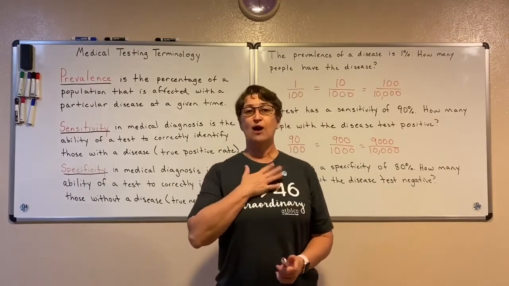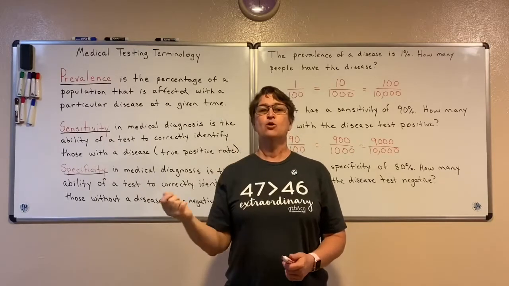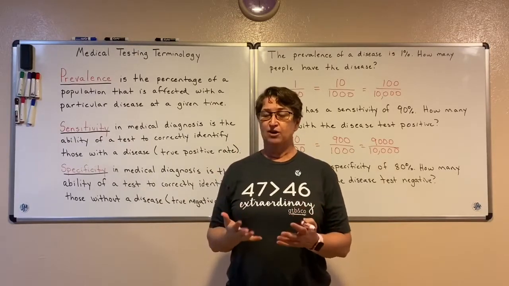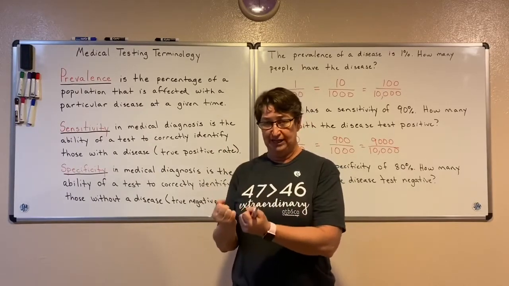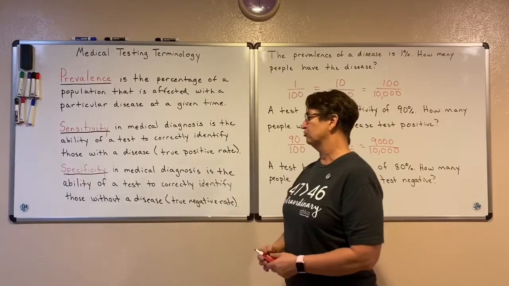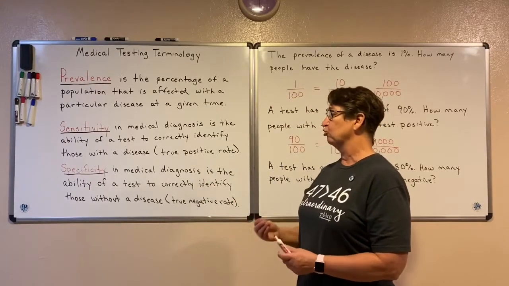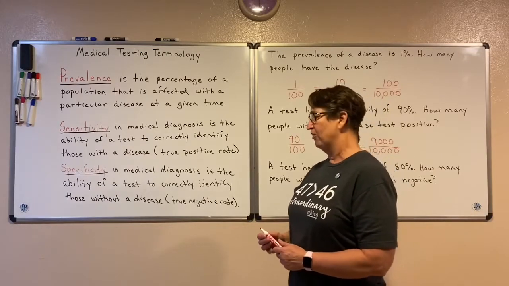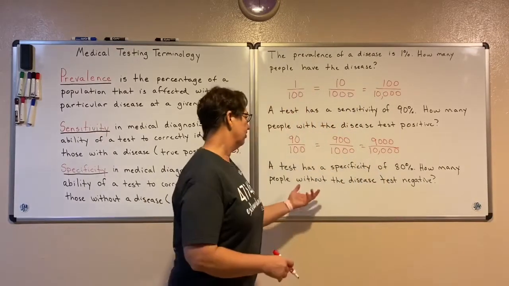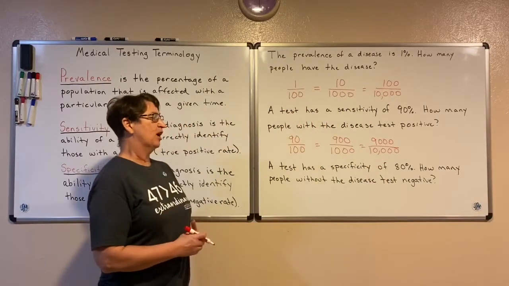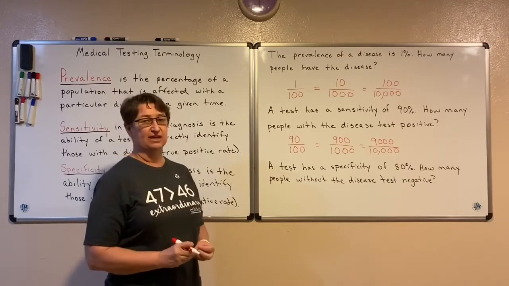In other words, if I walk in and I do not have the disease and they swab me, what's the rate of those who actually get a negative back? If I don't have the disease, I should get a negative. Well, in medical diagnosis, the specificity is the ability of the test to correctly identify those without the disease. We call that the true negative. So here, the test specificity is 80%. How many people without the disease test negative?